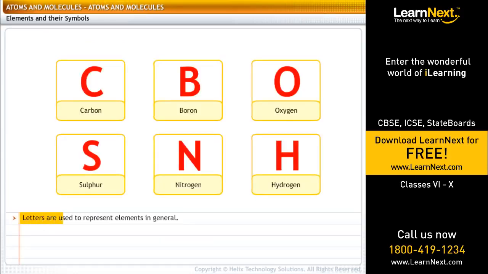The symbols used today were suggested by Berzelius. The first letter of the symbol is always in uppercase. Some elements were represented by the starting alphabet of its name. For instance, carbon is represented as C, boron as B, oxygen as O, sulfur as S, nitrogen is written as N, and hydrogen as H.